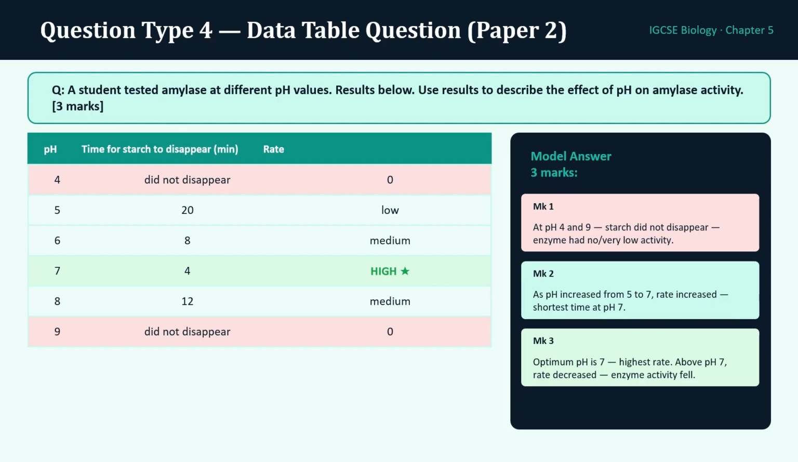Key tip. Always quote values from the table. Do not say rate increased. Say rate increased between pH 5 and pH 7. Specific values equal more marks.